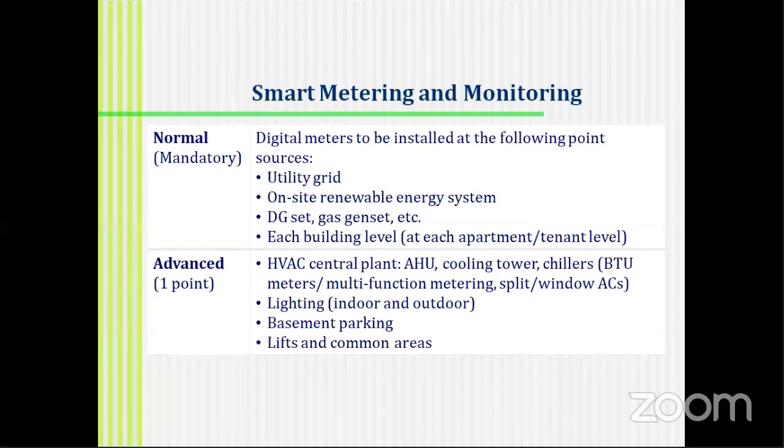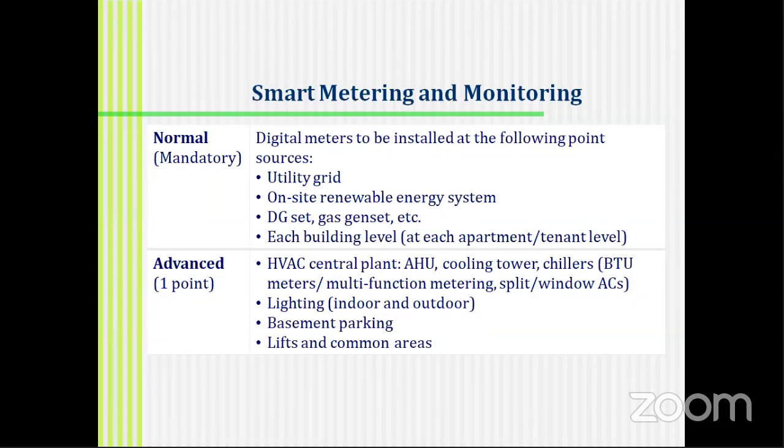And then we need smart metering, not just gross metering, but metering at every end use. This is very important for us to understand whether outdoor lighting is taking more, or indoor lighting, or where there is scope for us to reduce the consumption and enhance our efficiency.